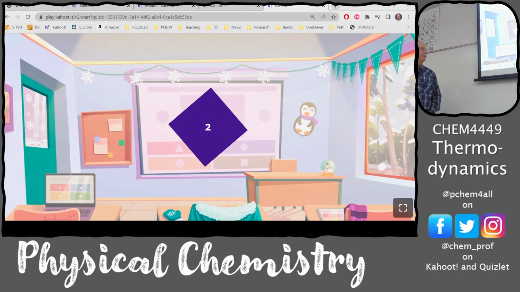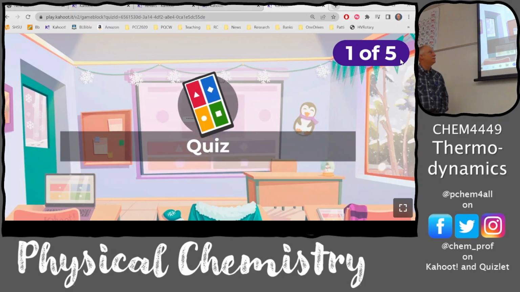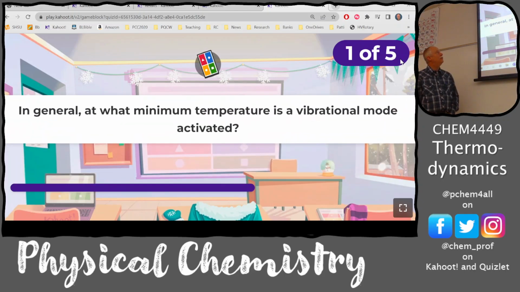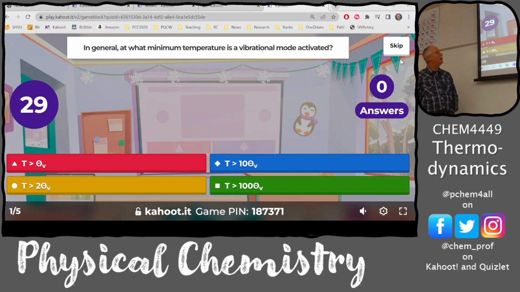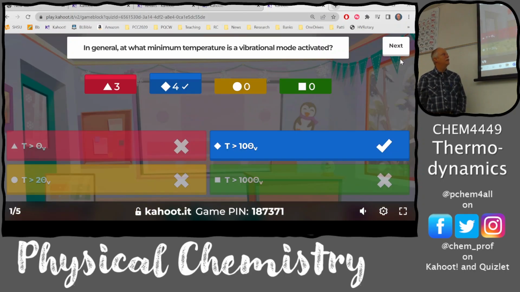Okay, new questions for us. At what minimum temperature is a vibrational mode activated? You heard me say that, but I don't know if you remember that. Okay, kind of a spread here. It's the blue one. It's when the temperature is 10 times the vibrational temperature.